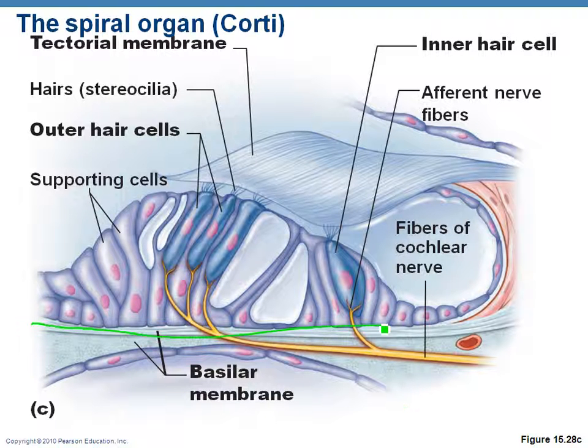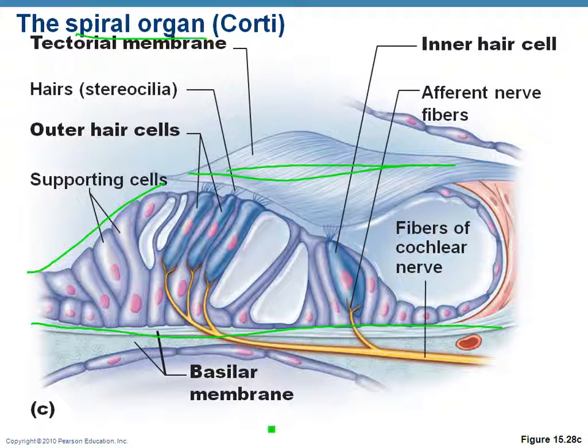This is something called the basement membrane because it's on the bottom. There's this tectorial membrane which sits on the top, so it's like the ceiling. This entire structure is called the spiral organ. And remember what's happening down here. This is one of those chambers, right?